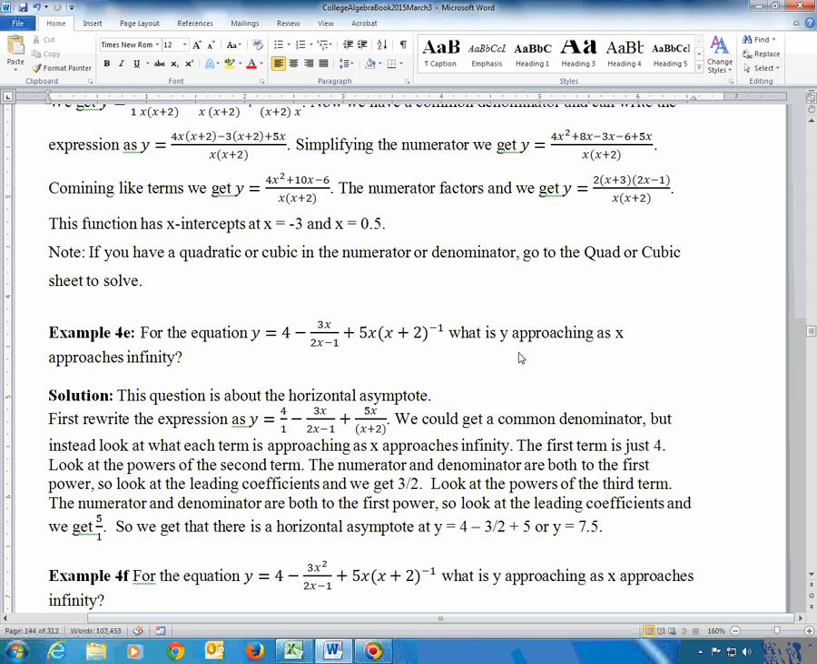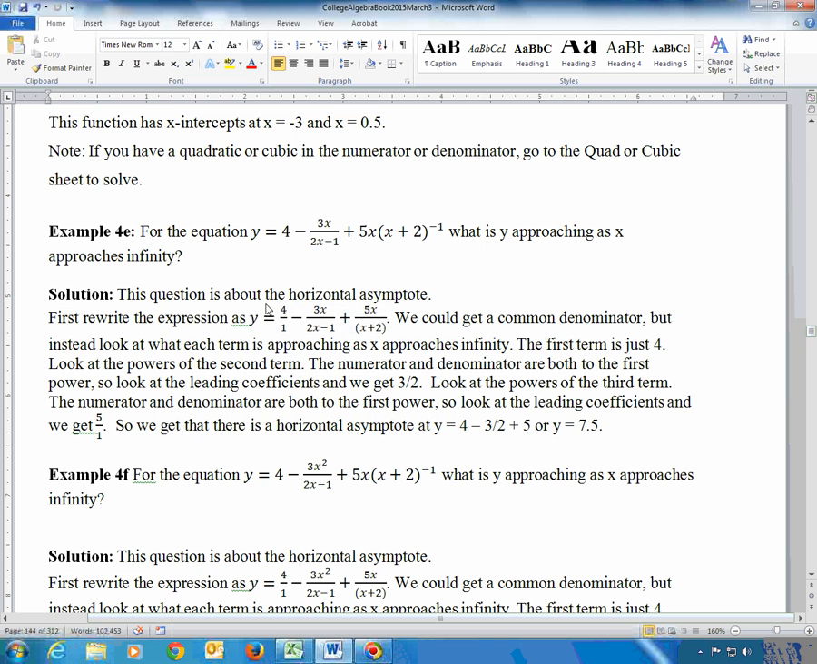What is this approaching as x approaches infinity? It's looking for a horizontal asymptote. This is 4. The powers or the degrees are the same here, so you look at the leading coefficient, 3 and 2. So 4 minus 3 halves, and then here the degrees are the same too. So look at the leading coefficients, 5 and 1. So we get 4 minus 3 halves plus 5, which is 7.5.